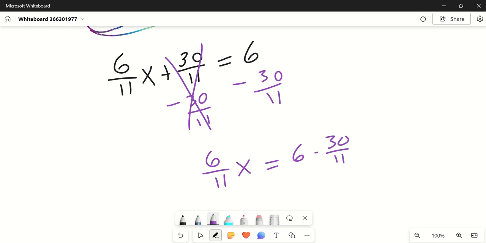I'm not isolating the variable yet. Why can't I do 6 minus 30/11? Say it again. Okay, but I still can do it. I just haven't done the appropriate steps yet, right?